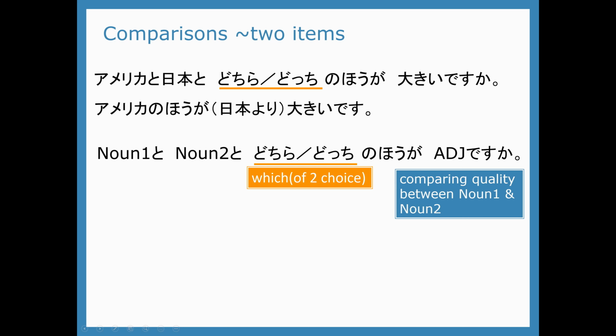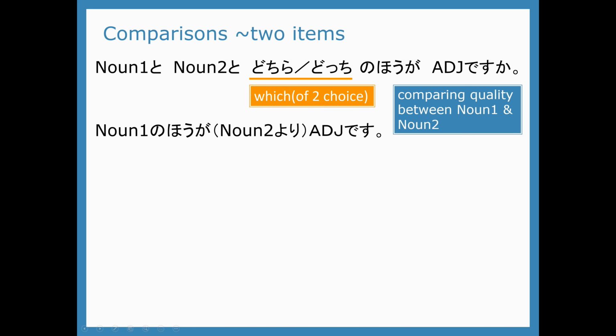And then adjective ですか, the adjective that we use at the end is the quality that we want to compare. Then we can answer with the first noun, or the noun that we think is more, の方が, the noun that is less, より, adjective です. So what matters is not necessarily the order, it's that の方が goes with the one that is more adjective, and より goes with the one that is less adjective.